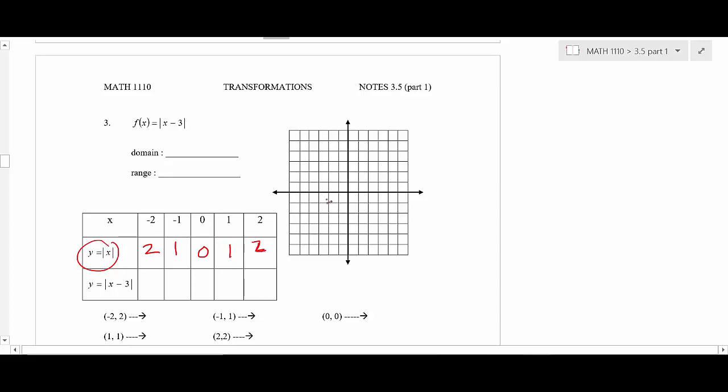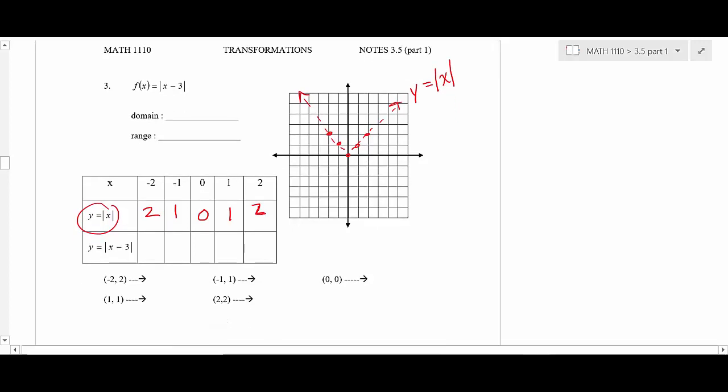Okay, so let's plot those. Okay, and then that's going to be our elementary function. So that's going to be y equals absolute value of x. Now what happens on this one is it is going to move everything to the right 3. Like that. So all these points end up getting shifted to the right 3.